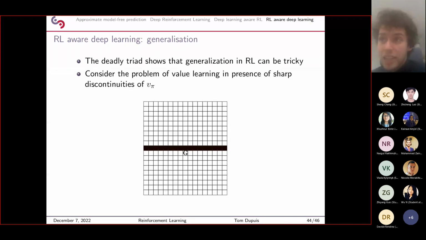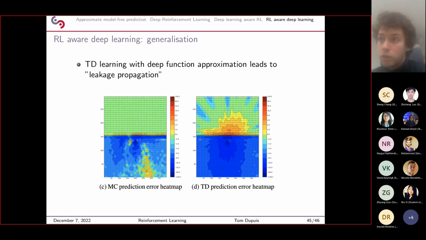But so this is like, you can imagine, it's highly not continuous and non-smooth on the left. And indeed, Monte Carlo prediction, which is unbiased, converges to the accurate value.